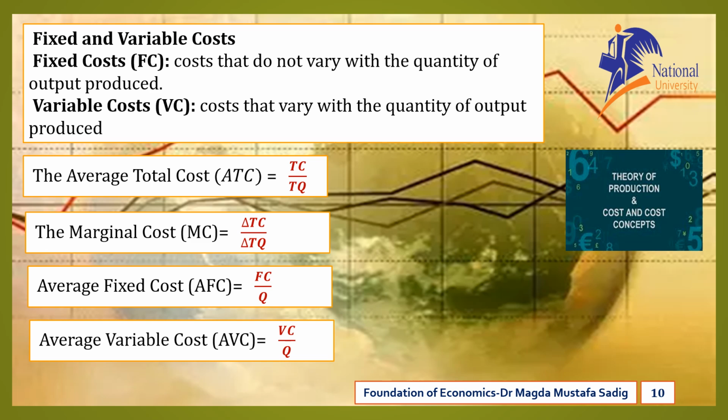Variable costs are costs that increase or decrease as output changes. They are directly tied to the level of production. Examples: raw materials, wages for hourly workers, electricity used in production, packaging. The more a firm produces, the higher the variable cost.